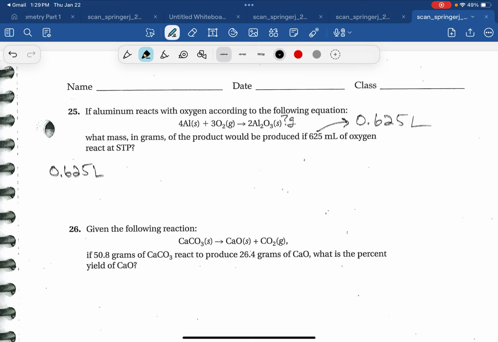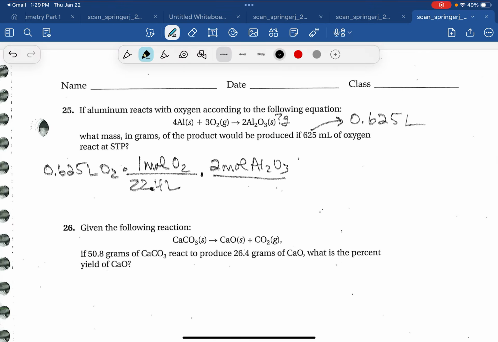0.625 liters of oxygen. We know that each mole of oxygen at STP occupies a volume of 22.4 liters. We know there are 2 moles Al2O3 for every 3 moles of O2. And if we just knew the molar mass of Al2O3, which I believe I have written down here as 101.96.